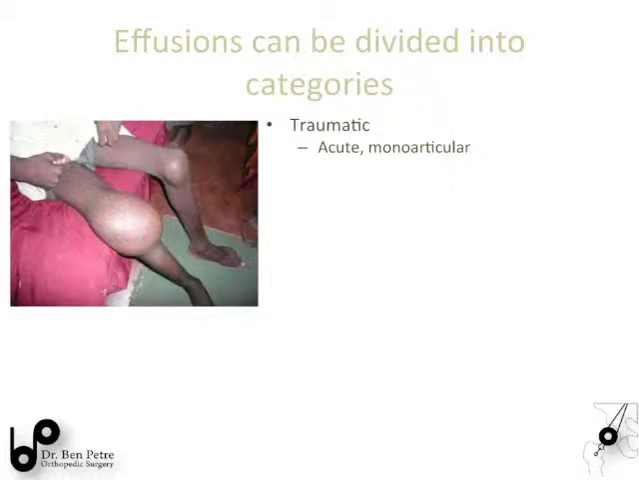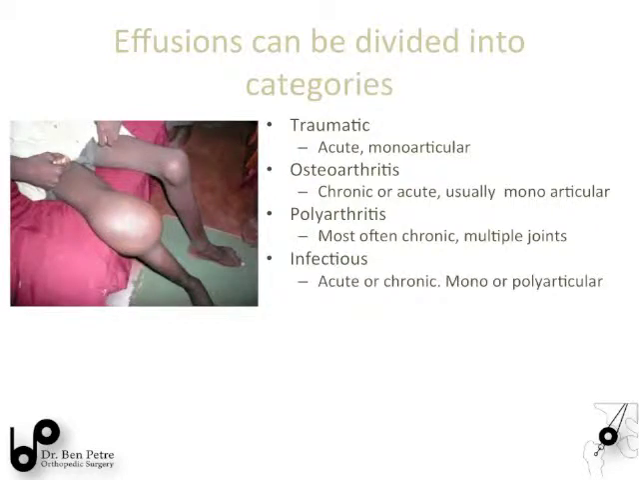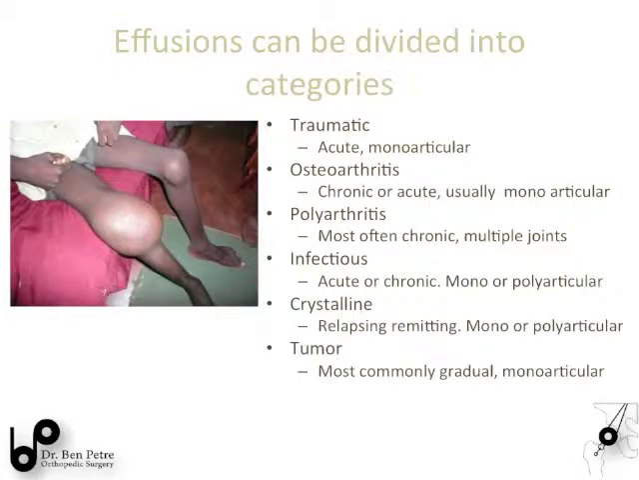Effusions can be divided into multiple categories depending upon what their etiology is. These will be covered all in detail, but the basic categories are traumatic, osteoarthritic, polyarthritic, infectious, crystalline, tumor, and hematologic.